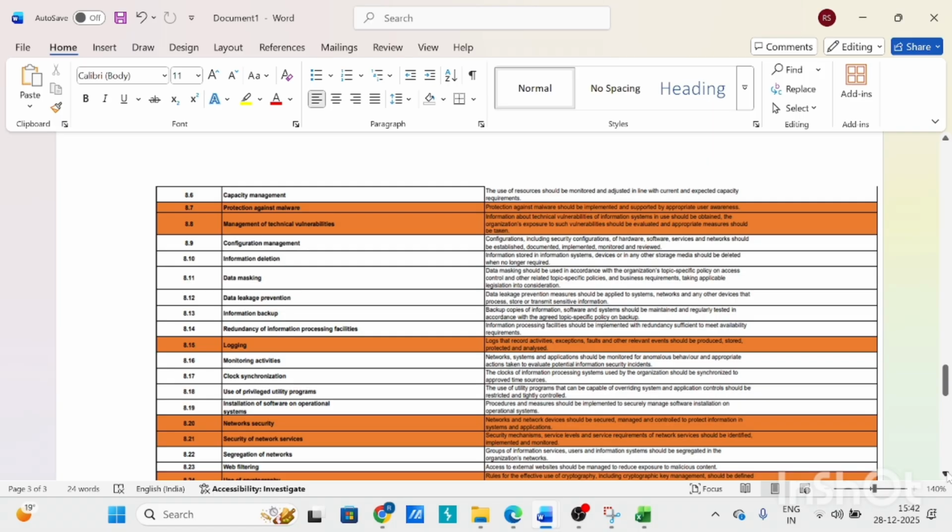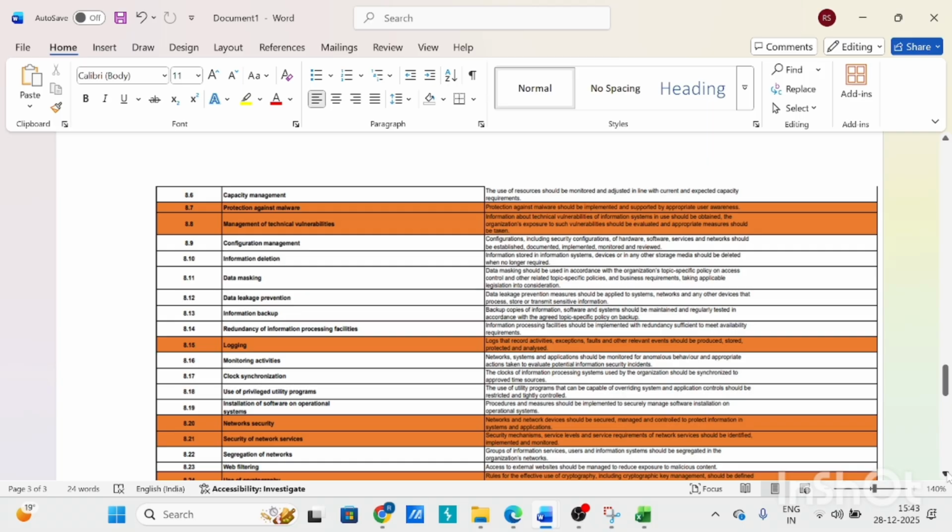8.16 talks about monitoring activities, where networks, systems, and applications should be monitored for anomalous behavior and appropriate actions taken to evaluate potential information security incidents. What is clock synchronization? The clocks of information processing systems used by the organization should be synchronized to approved time sources. Use of privileged utility programs: the use of utility programs that can be capable of overriding system and application controls should be restricted and tightly controlled.